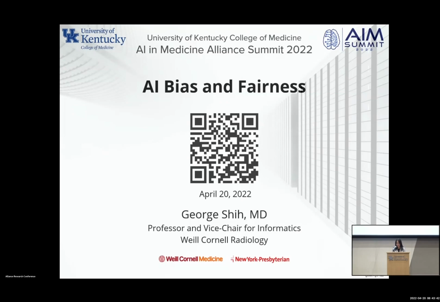Other than the academic positions, Dr. Shih is also a co-founder of MD.ai, an AI startup trying to build a cloud platform for doctors, researchers, and engineers to annotate, create, validate, and deploy medical AI.